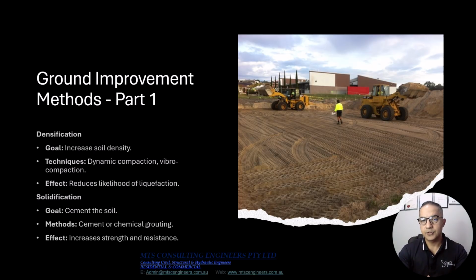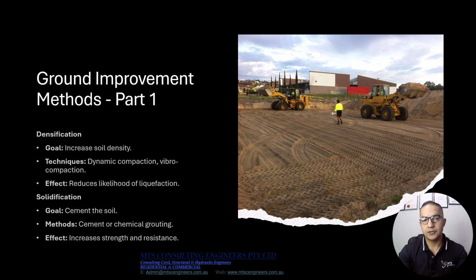Let's dive into some specific ground improvement methods. The first is densification. The goal here is to increase the soil density. Common techniques include dynamic compaction and vibrocompaction, which effectively reduce the likelihood of liquefaction.